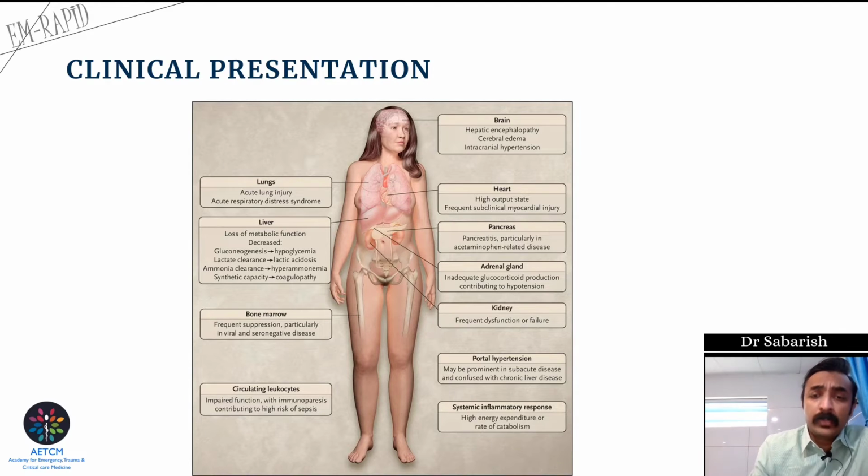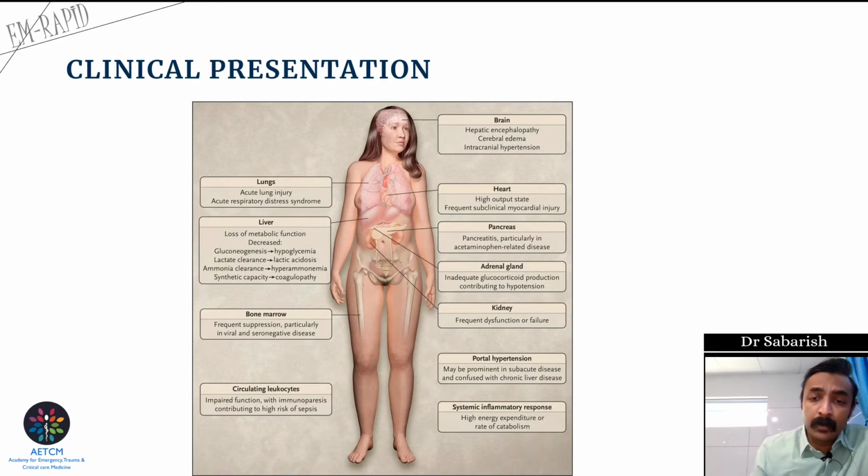Other organs which could be included are the pancreas, of course, pancreatitis, and the adrenal gland, with inadequate glucocorticoid production contributing to hypotension. Kidney, very often we find patients presenting with acute renal failure along with ALF. Bone marrow suppression can happen. Circulating leukocytes are dysfunctional, so the patient is very prone to other infections.